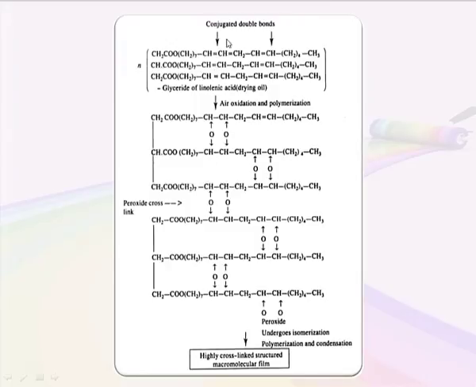Here we can see the reaction. Here we can see the conjugated double bond here and here, here also. So many conjugated double bonds are present. In the presence of air, here we can see they are being polymerized, peroxides and hydroperoxides are being formed, and we are finally getting a highly cross-linked structure.